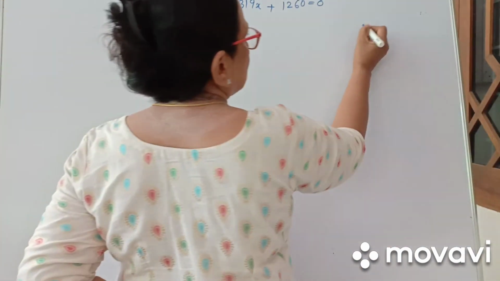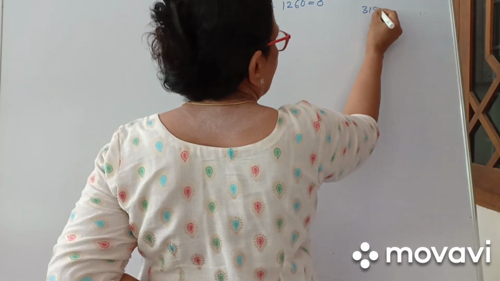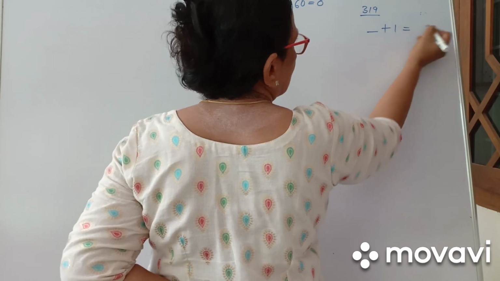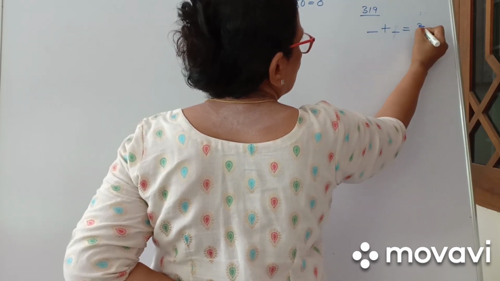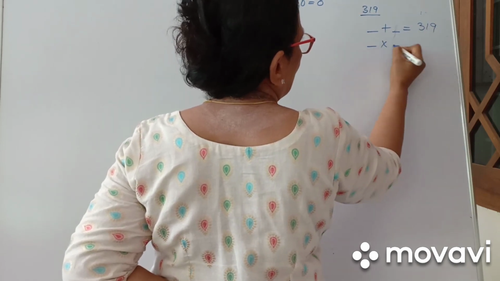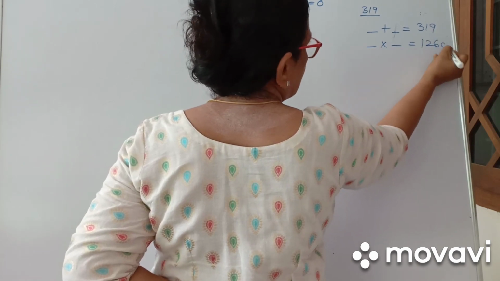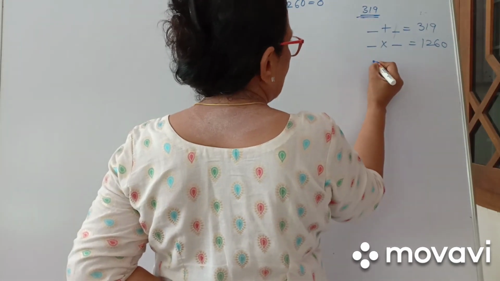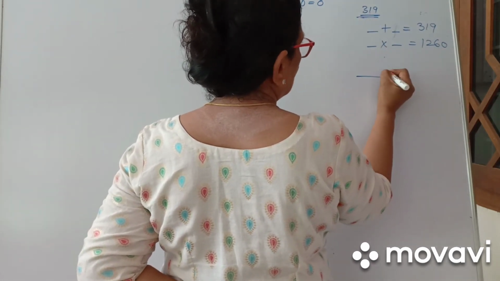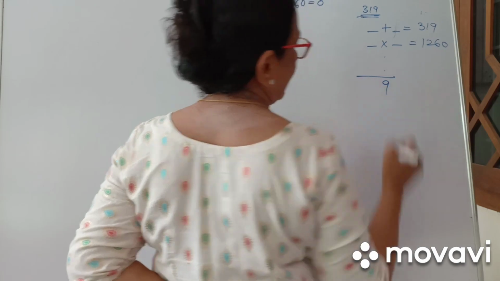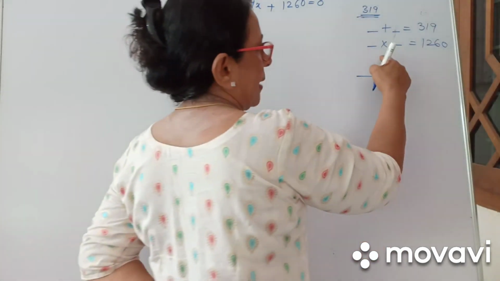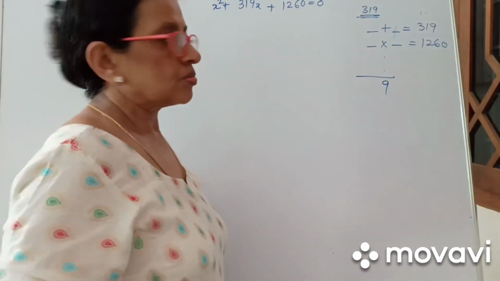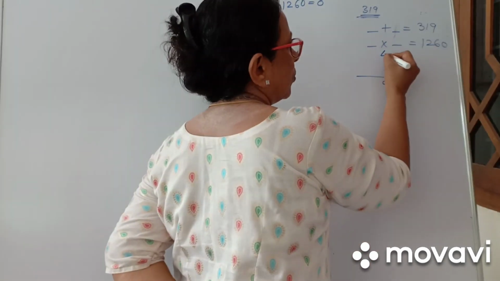319. So you have to find two numbers whose sum is 319 and the product of those two numbers should be 1260. Okay, so I'll just write down this way. 319 is the number. So when you add these two numbers, you should get 9, and the product of those two numbers should be 0. I think it should be 4 and 5.